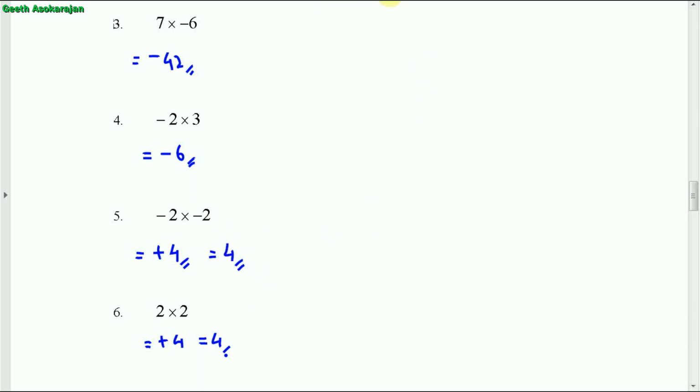So let me note that in a different color. Let me just say that if you have a number with no sign in front, so a term or a number with no sign in front, assume that to be positive. Okay.